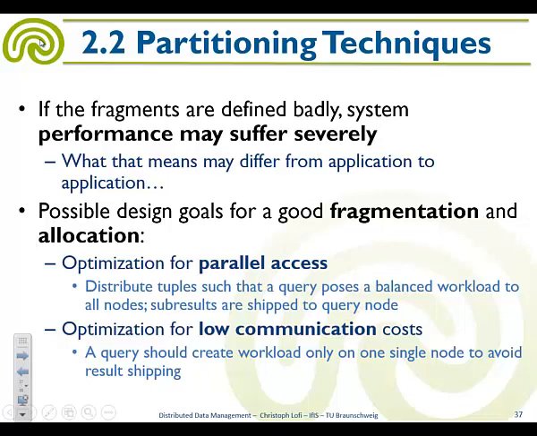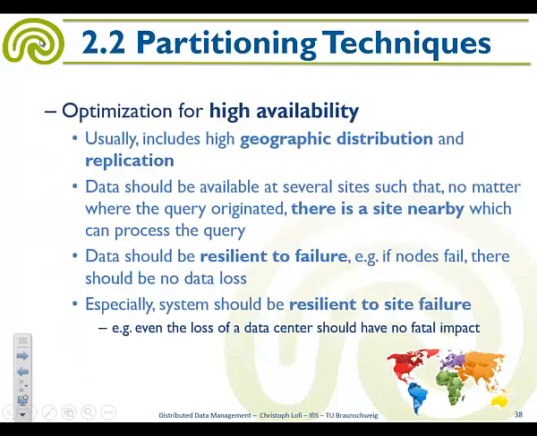So for example, when we optimize for parallel access, then we should distribute tuples in such a way that we can have a very balanced query workload, and that queries can work locally as much as possible, which requires that we have high update costs and that updates become extremely difficult. We could optimize for low communication costs in order to avoid shipping, so all kinds of things.